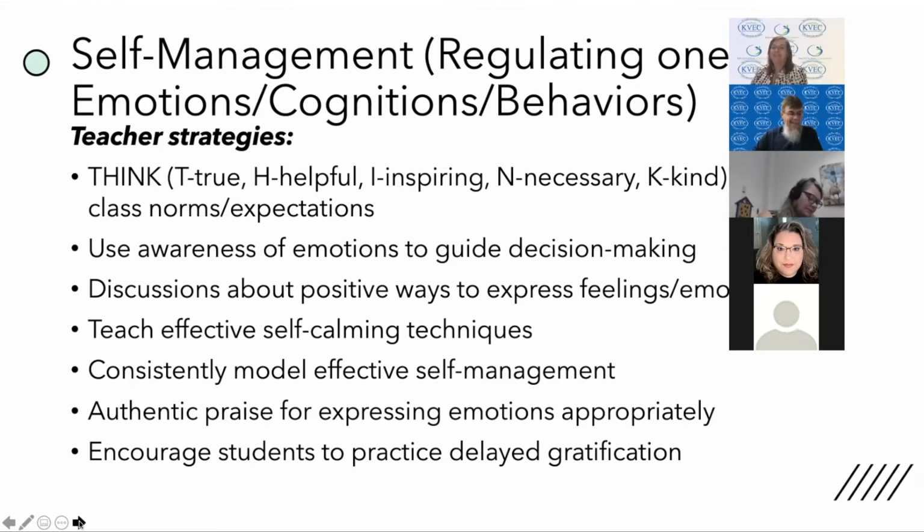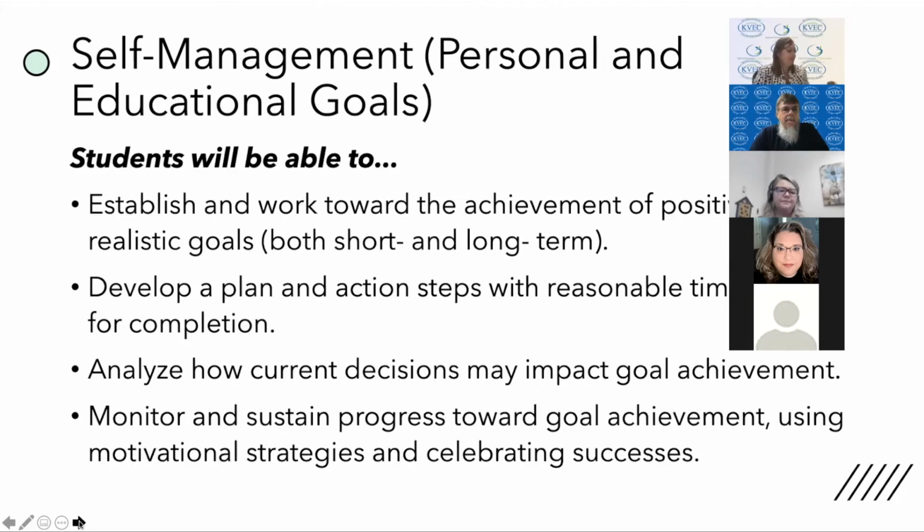All right. So what are some other things that we could do as far as helping our students with self-management? A self-monitoring checklist is a social skills activity that you could use as a way to have our students check their behaviors and their emotions. Also under self-management, we're looking at personal and educational goals. And these are the things that the student should be able to do: develop a plan and action steps with reasonable time frames for completion, make sure that they're using motivational strategies, and, like I said, celebrate those successes.